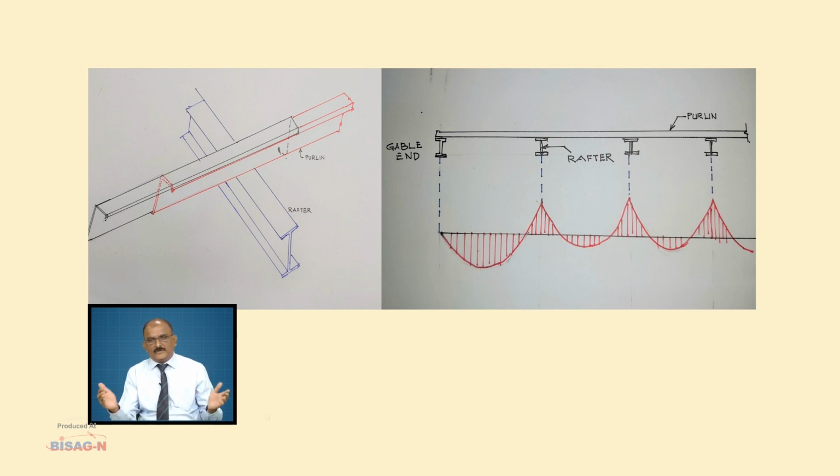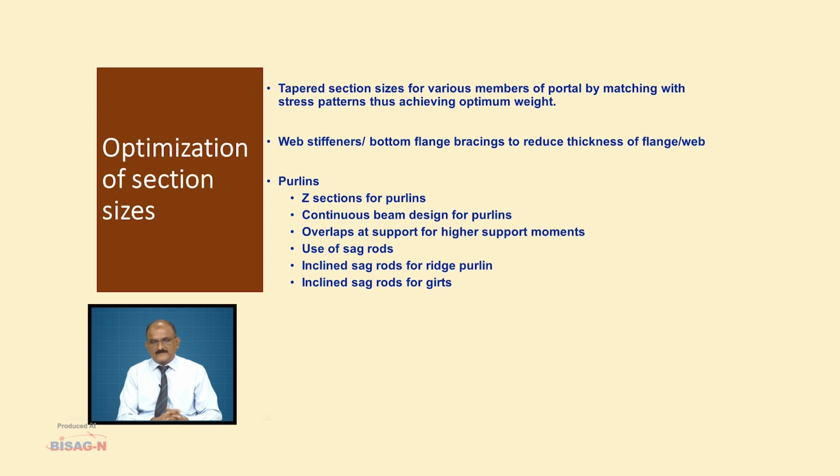Then if the spacing of your frames is 6 meter or 8 meter, naturally you have to use sag rods instead of using thicker and bigger purlin sections. Enough number of sag rods are used so that the stiffness of the purlins in the y direction can be compensated by using the sag rods. And inclined sag rods are provided at the ridge purlin as well as for the girt, that is the members used for fixing the wall sections. All these things together will help you in achieving the economy.